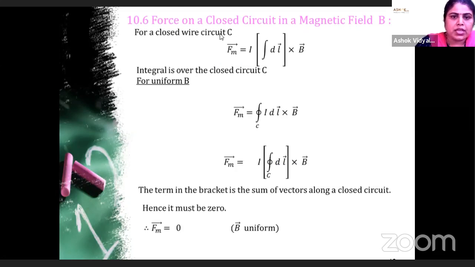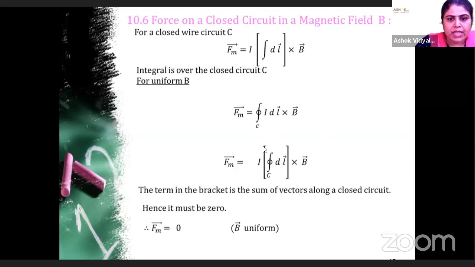For a closed circuit C, the force F bar is equal to I times the integral of dl bar cross B bar, where the integral is over the closed circuit C. For a uniform magnetic field, first we take the uniform magnetic field. So F_m bar is equal to the integration over a closed surface. These circles on the integral indicate integration over a closed surface. Therefore, I dl bar cross B bar.